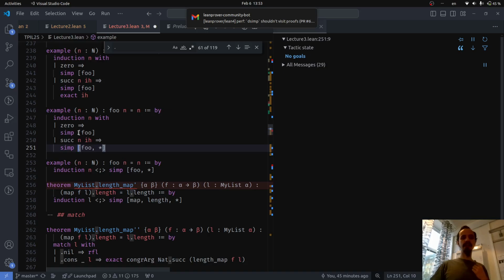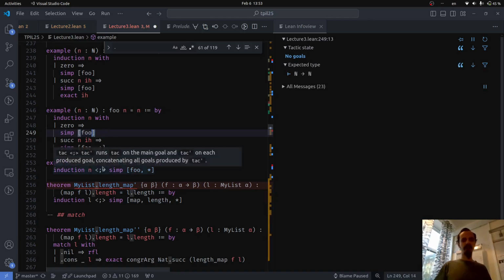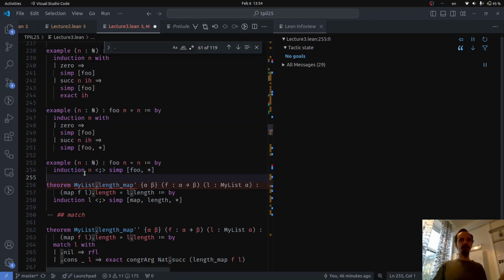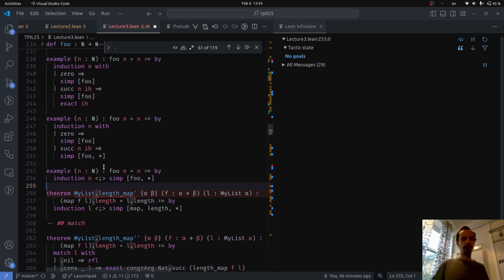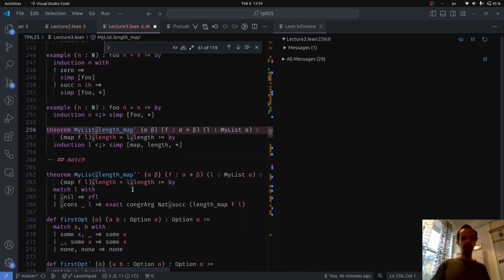That means I can actually compress this whole thing, because now I can make all the subgoals look the same. I'm just going to do simp, foo, and star. I can make use of the semicolon combinator here in order to say, do induction, you get two subgoals, run simp. This is actually what I would call the Lean style proof of the same result. Rather than writing a term level proof, we would just call induction once and then use simp with the stuff, and it goes away. So it's very useful.